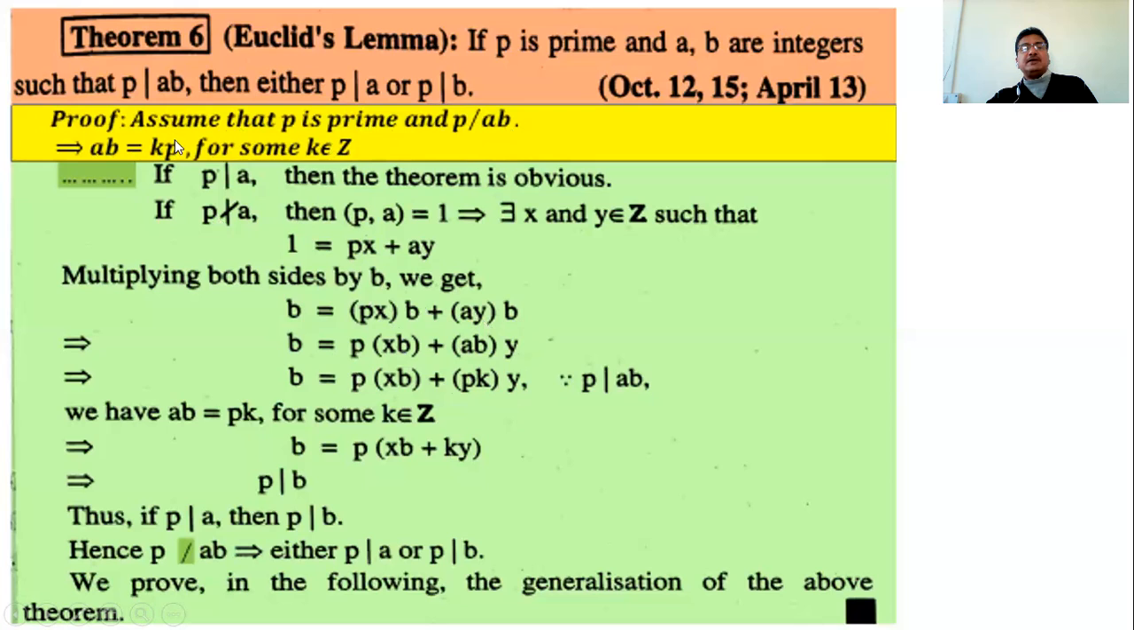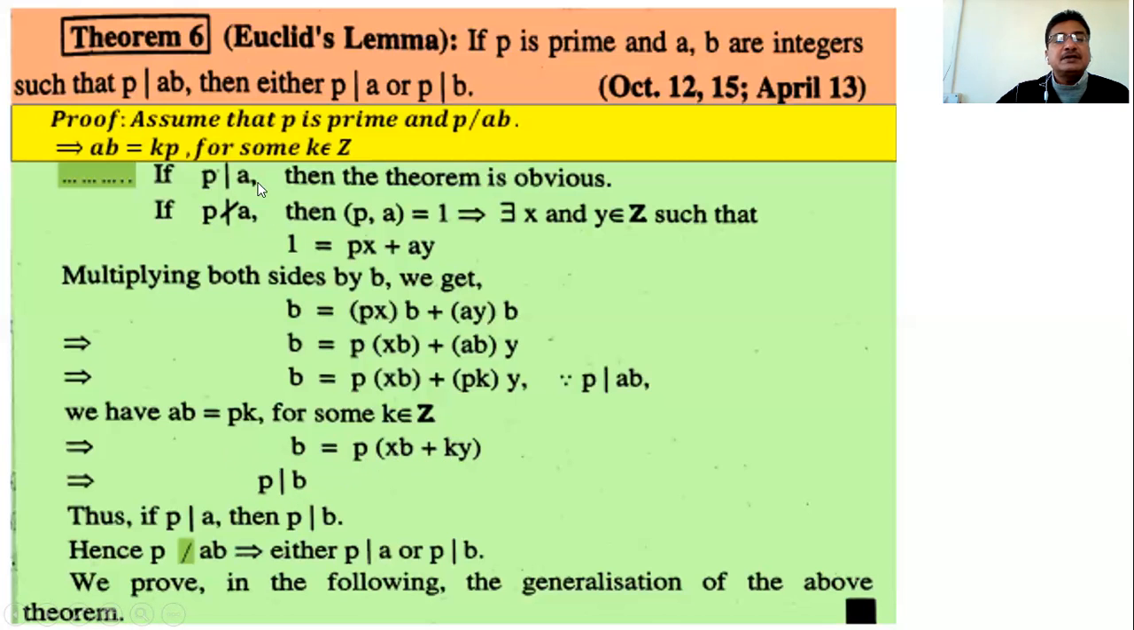By using this equation, AB is equal to Pk, and then what do we have? B is equal to P. Take this P as common. So what do we have in brackets? Xb plus Ky, and this Xb plus Ky belongs to Z. Why is Xb plus Ky an integer? Because X, Y, B, K are all integers, and multiplication and addition of integers is an integer. Therefore B is expressed in the form P times some integer, and therefore P divides B.